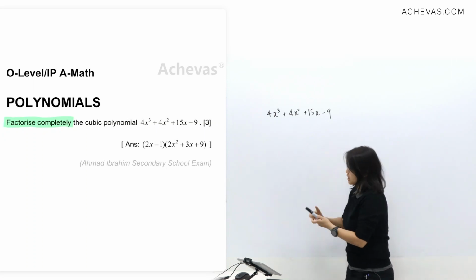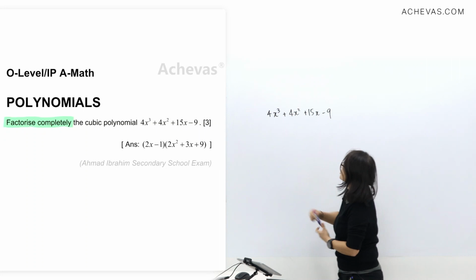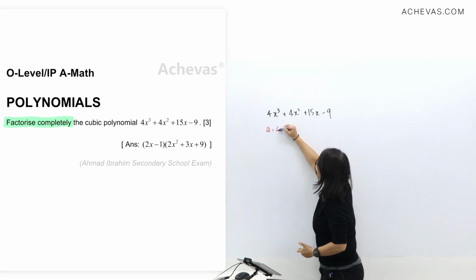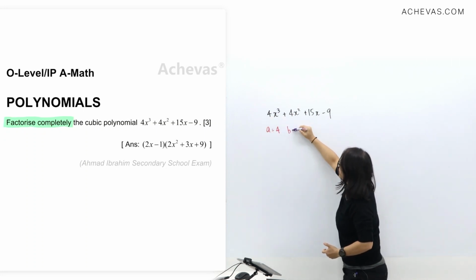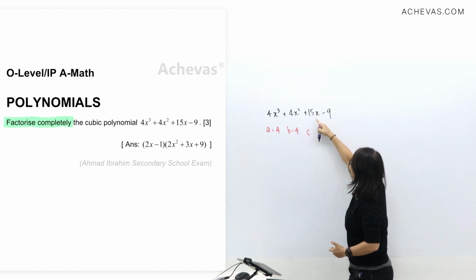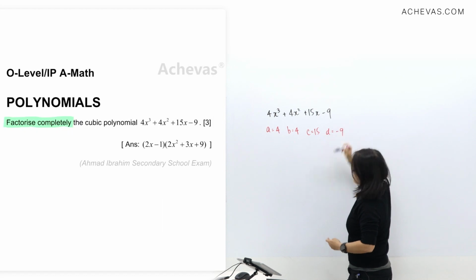So how can we do that? First, let me write down the coefficients. The first one, a, equals 4. Second one, b, equals 4 again. And the third coefficient, c, equals 15. And I write down the constant, negative 9.